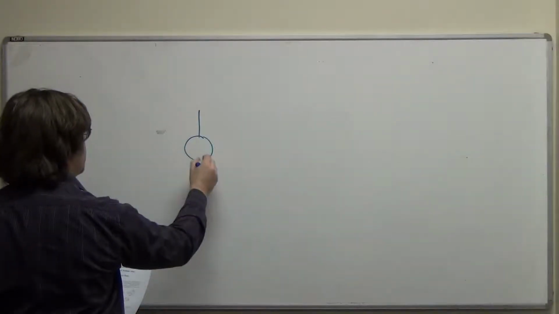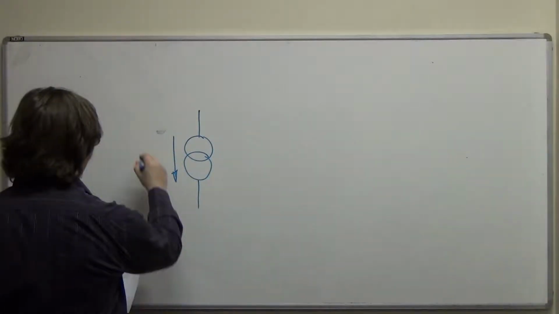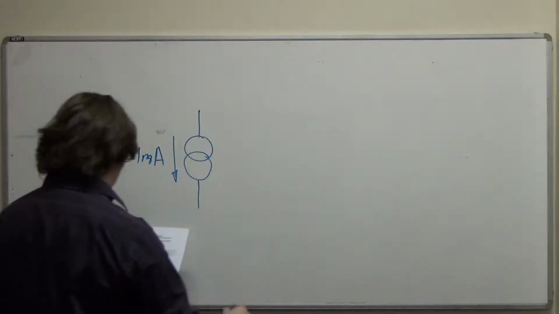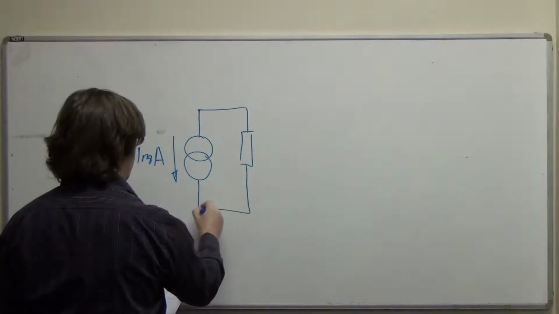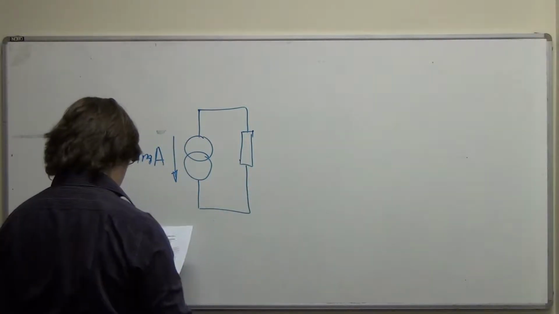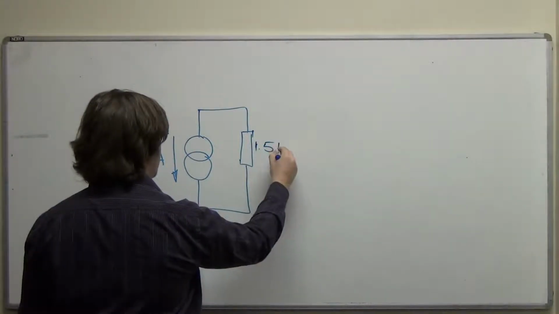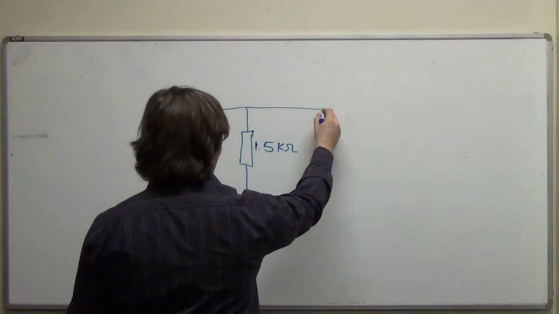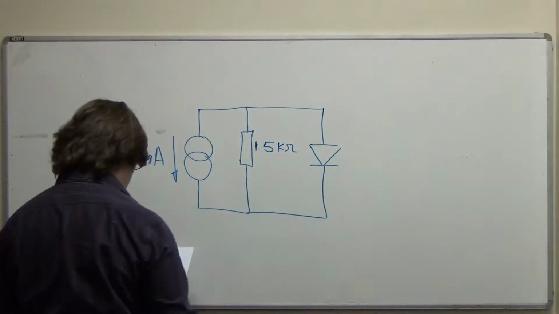And question 1D has a constant current source of 1 milliamp in parallel with a resistance of value 1.5 kiloohms, in parallel with a diode. Right then.